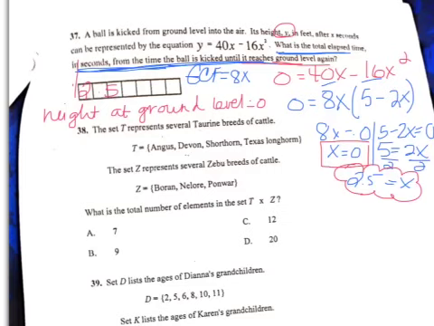Okay, number 38. All right, so for number 38, we are looking at the number of elements in the cross product, so T cross with Z. And I noticed that in T there are 1, 2, 3, 4 elements in the set. And in Z, there are 1, 2, 3 elements in that set, and to cross them and figure out how many there are, you just multiply. So it's going to be 4 times 3 for a total of 12.